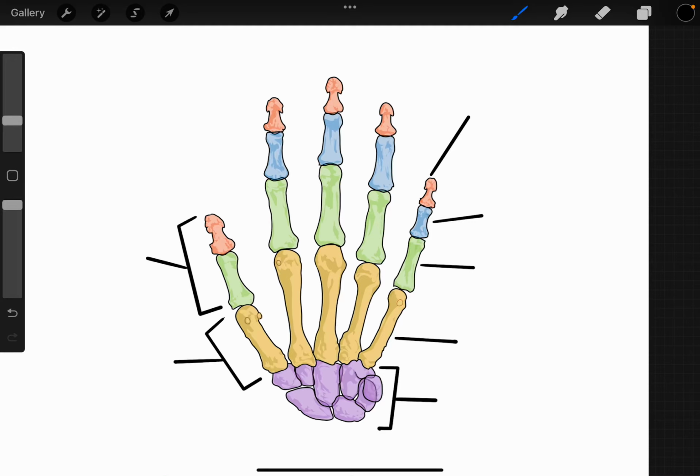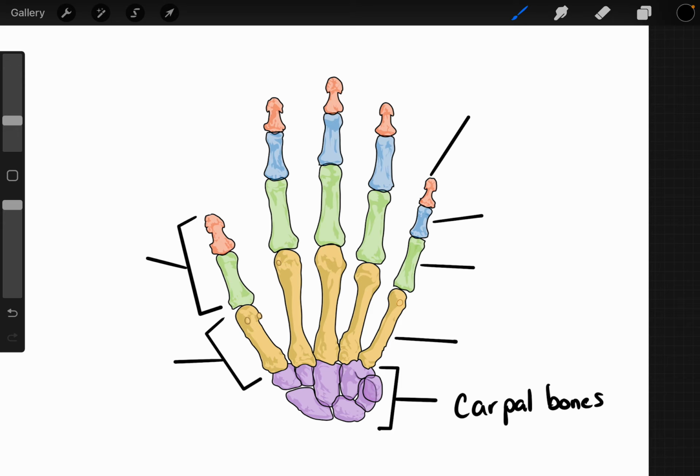Okay, so we're going to look at the bones of the hand. We're going to break it down by category first, then get into the specific name of each bone throughout the hand. The bottom portion that's colored in purple, these are called the carpal bones, or the wrist bones, but I need you to know them as carpals.